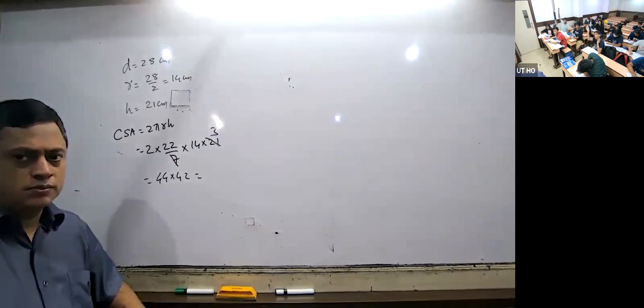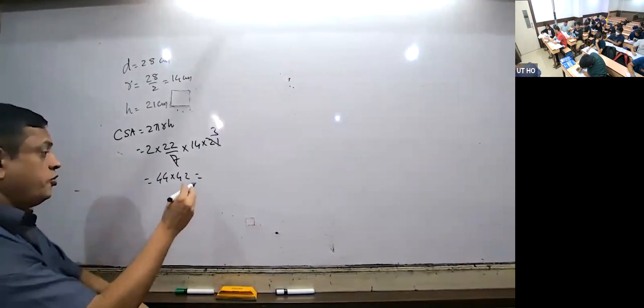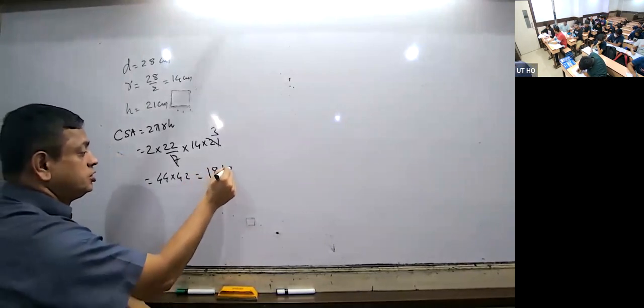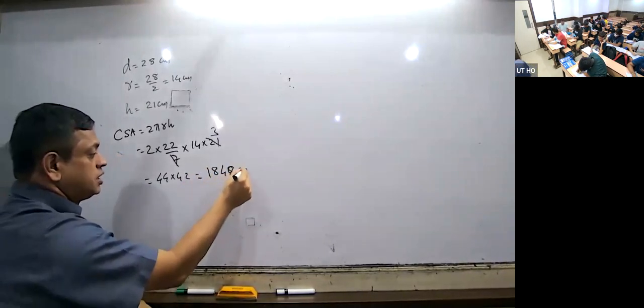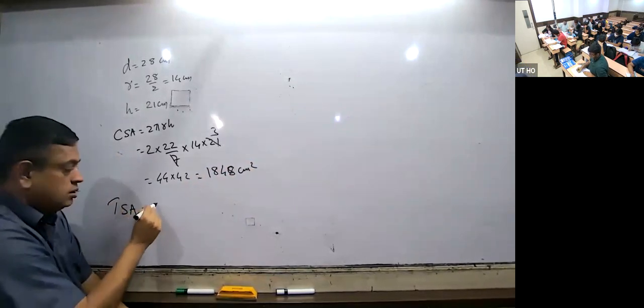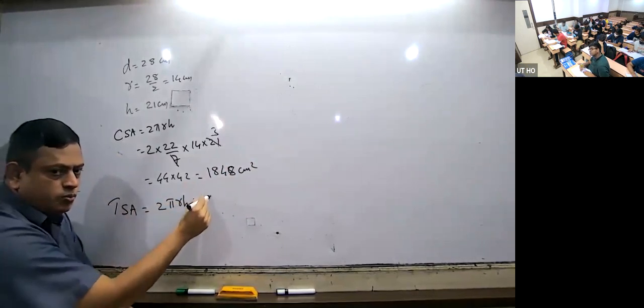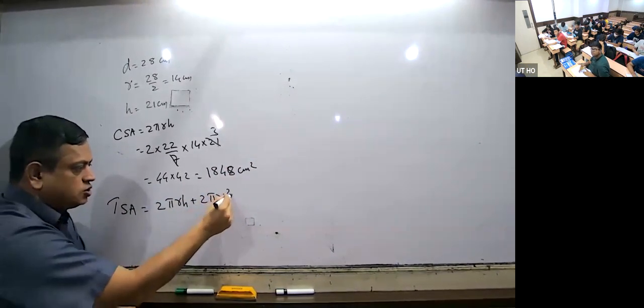Who got the answer? Srijit, what is the answer? 1848. 1848 centimeter square. Second part, what do you have to find out? Total surface area. We know the formula: 2 pi RH plus 2 pi R square.